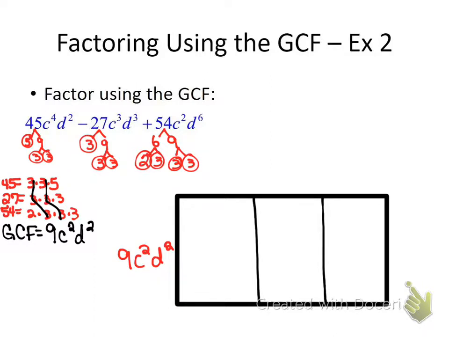Logan, what's the area of my first rectangle? Area of your first rectangle? Yes, sir. It is 45 c to the fourth power, d to the second power. Correct. Okay, second, I'm going to have you do all the areas. So what's the area of my second rectangle?